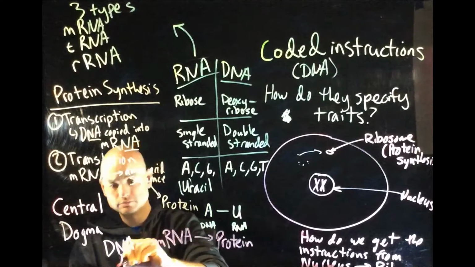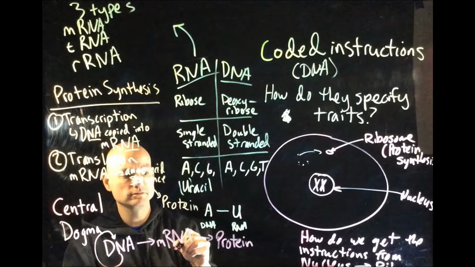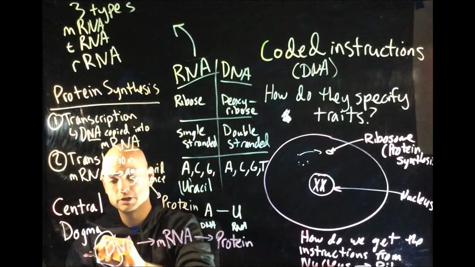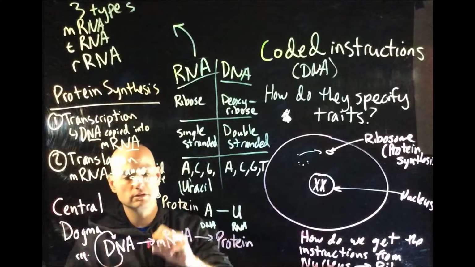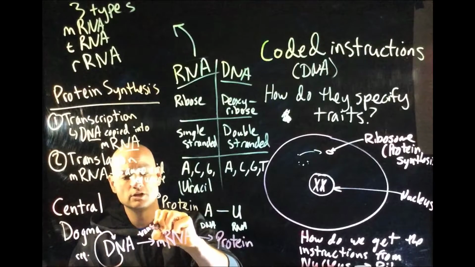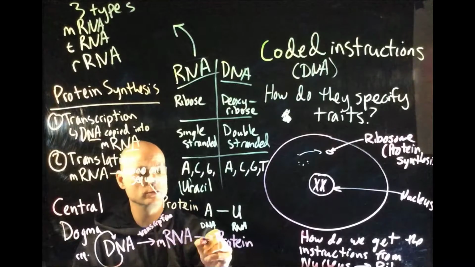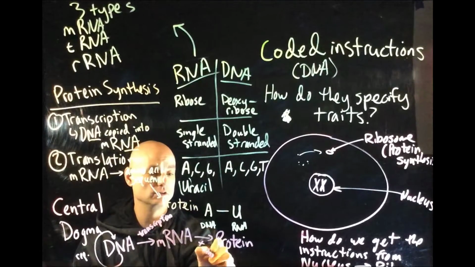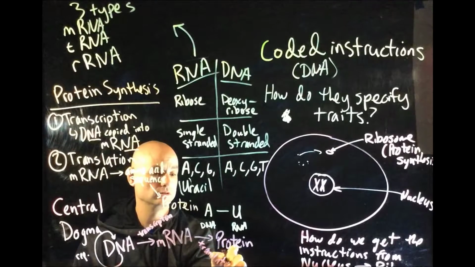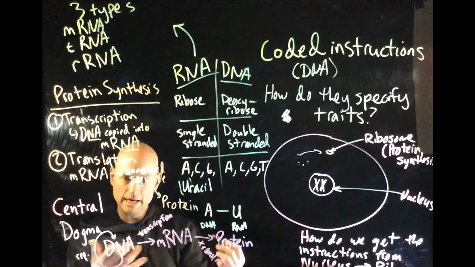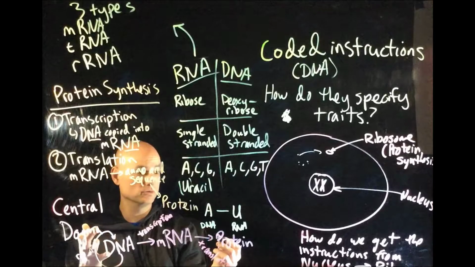Now we can also take DNA and make new DNA. So this process over here is replication. This is transcription. And over here, this is translation. Okay? This is the main idea that we're talking about.